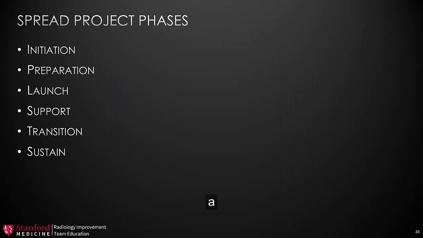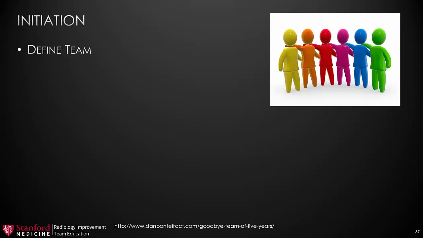Like most projects, a spread project has a beginning, goes through multiple phases, and has an ending. The general phases of a spread project are initiation, preparation, launch, support, transition, and sustain. A spread project should begin by defining the project and establishing a team. The team leader is often the same person who led the improvement project, but not necessarily.